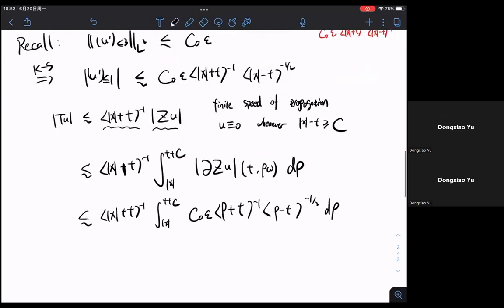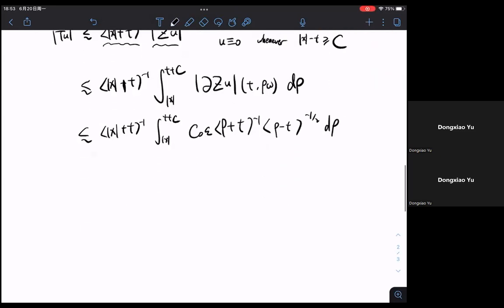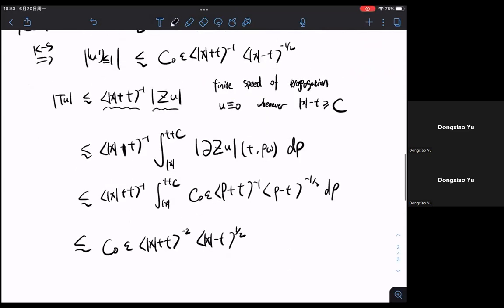We can now replace this bound for ∂u by the right-hand side of these things, because that is the bound we get from the Klainerman-Sobolev inequality. And if we estimate this integral, then let me just write down the final answer. That is, you would get C0 epsilon (x plus t) to the negative 2, (x minus t) to the 1 over 2. Okay, so we get a bound for ∂tu.